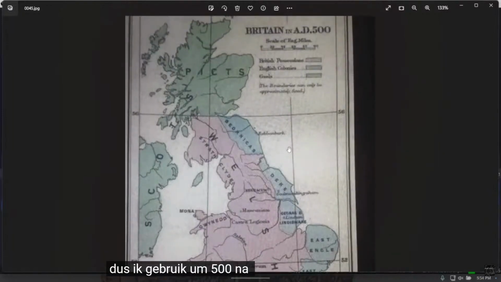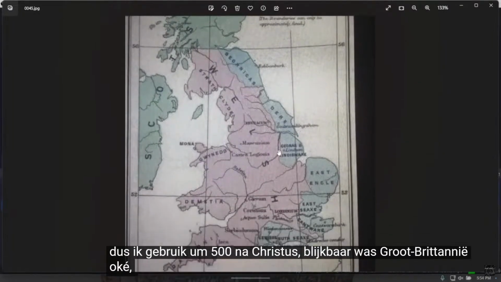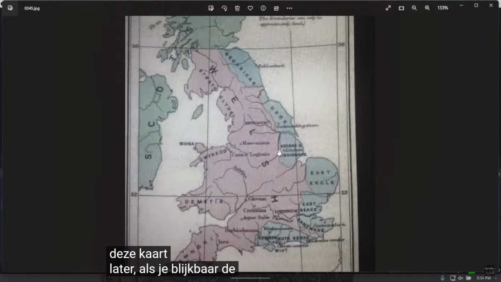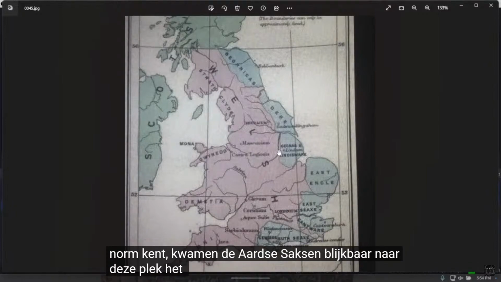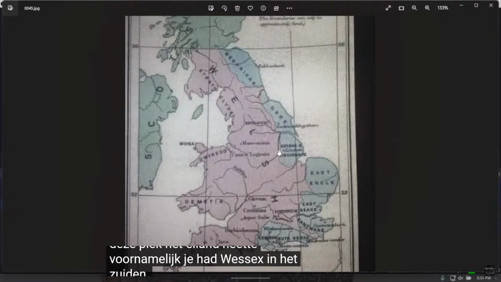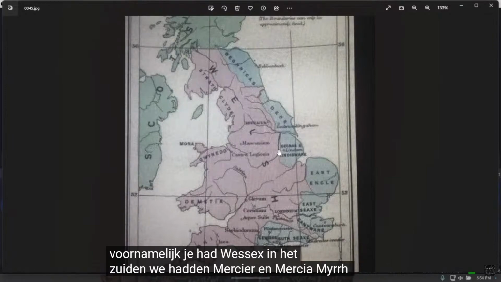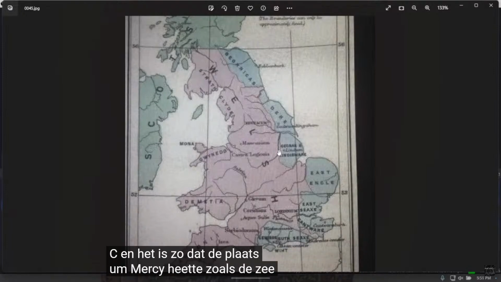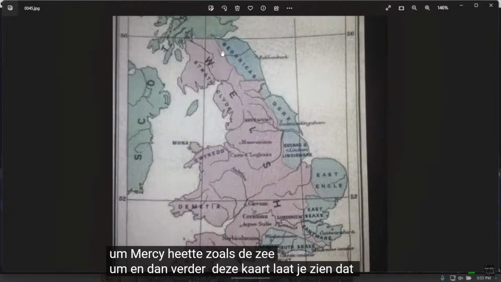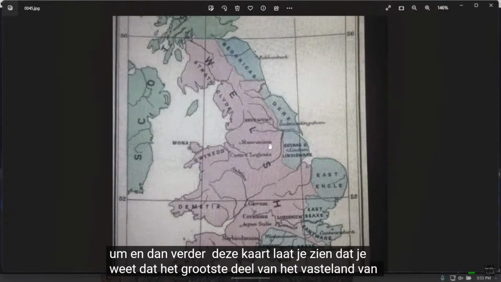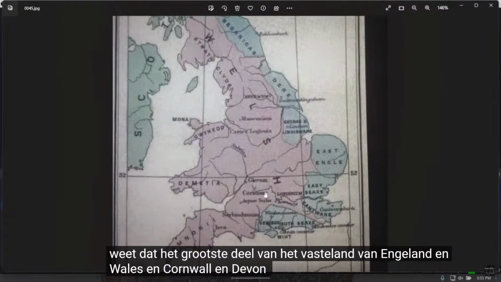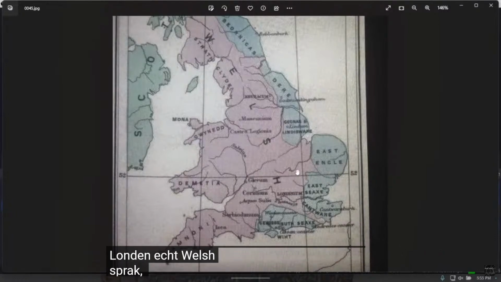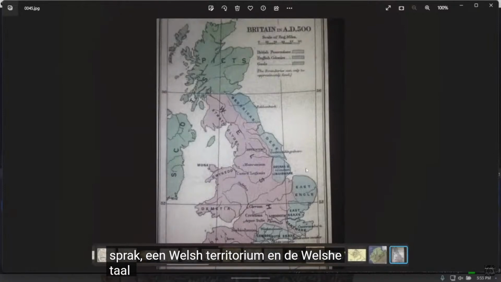So in 500 AD, apparently Britain was predominantly Welsh, according to this map. Later, when apparently the Saxons came, you had Wessex in the south. We had Mercia, and Mer is sea, so the place was called Mersea, like the sea. And this map shows you that most of mainland England and Wales and Cornwall and Devon, all the way to London really, was Welsh speaking, a Welsh territory, and the Welsh language has been crushed.